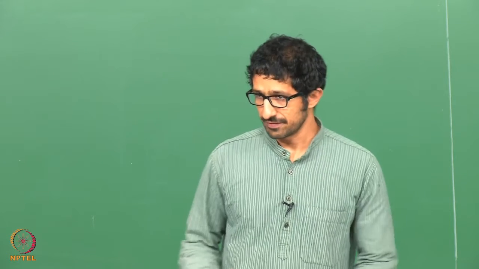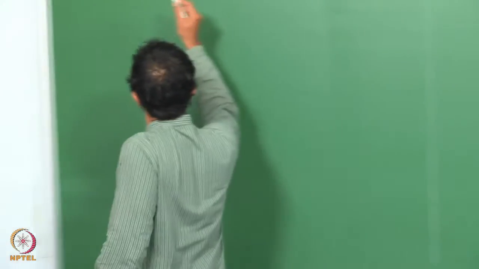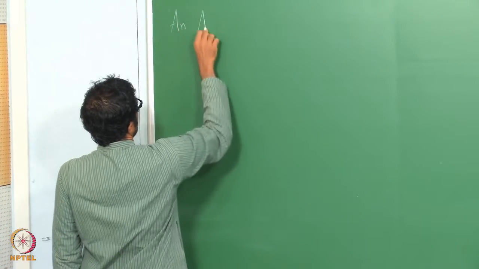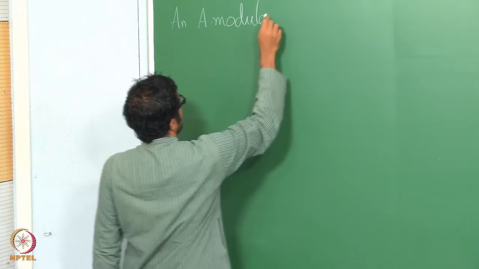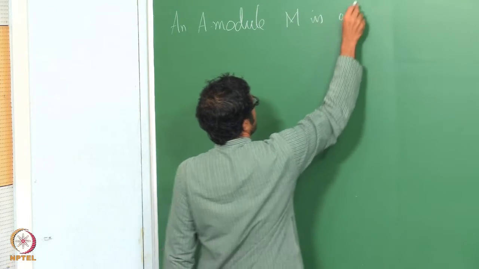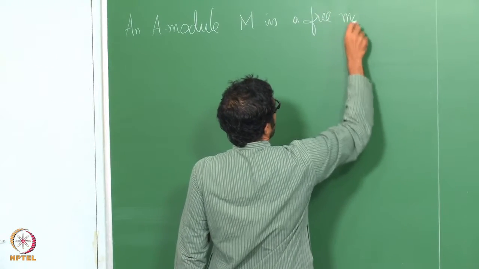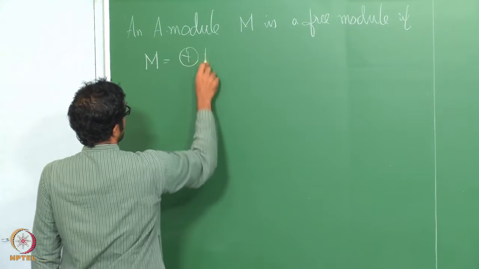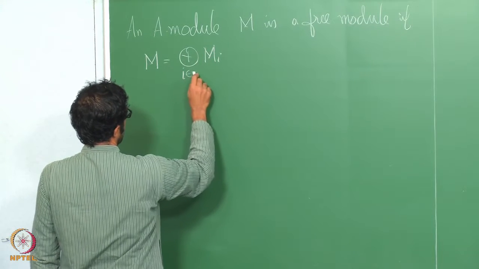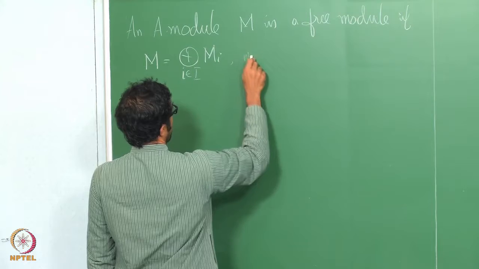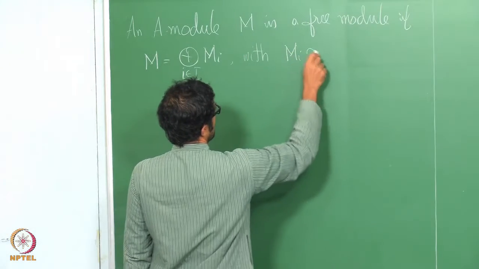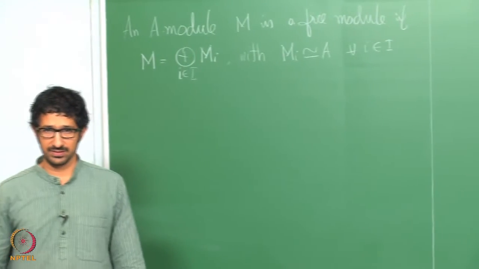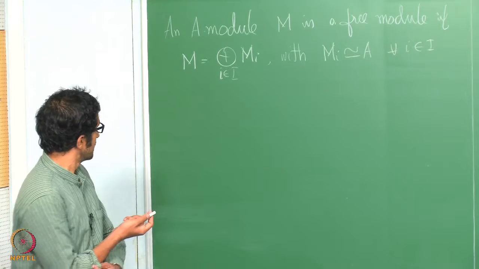We were talking about free modules last time. So, an A module M is a free module if M is equal to the direct sum of Mi, i in some indexing set I, with Mi isomorphic to A for all i in I. Okay.